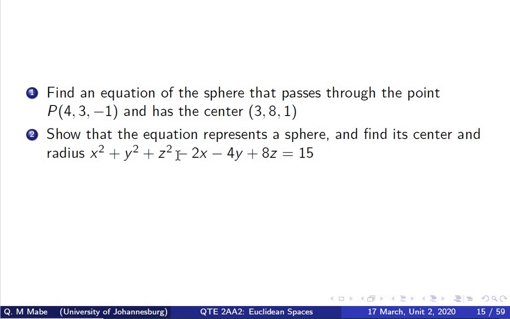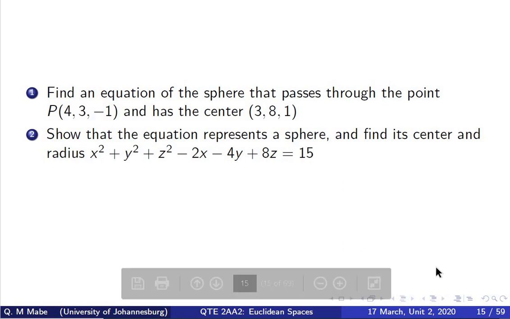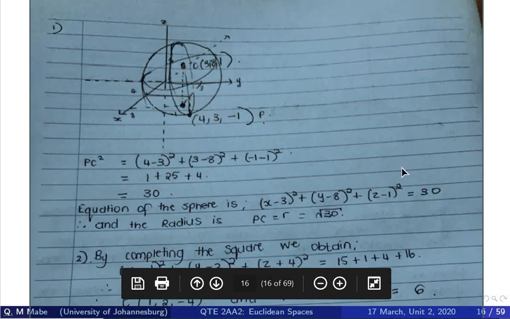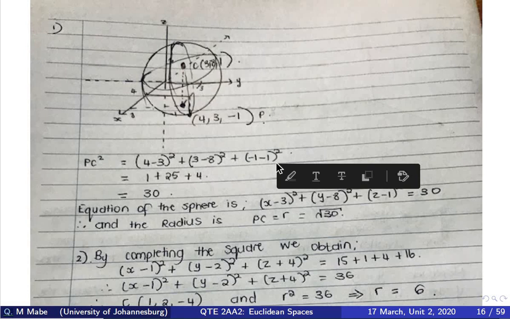And with regards to z square plus 8z, it will just be plus z plus 4 all the way square, which means I'm adding 16 on the left hand side, then I have to add it on the right hand side. So you will just see how I have it written on my solution. Let me just quickly go to that slide. This is exactly what I've done.